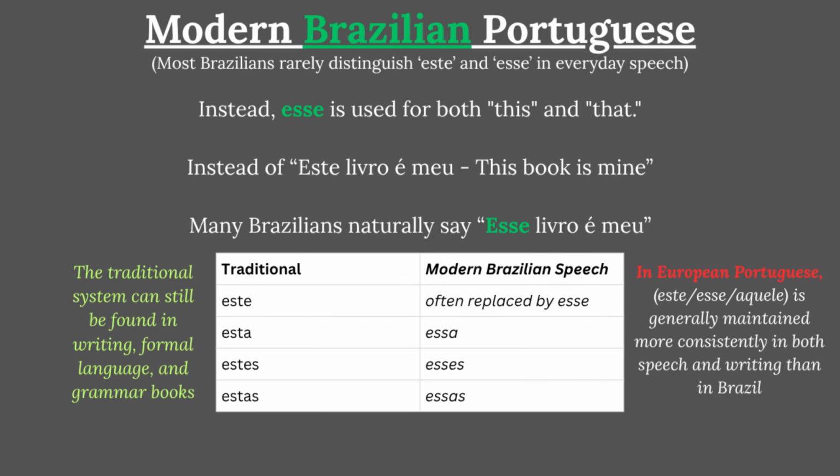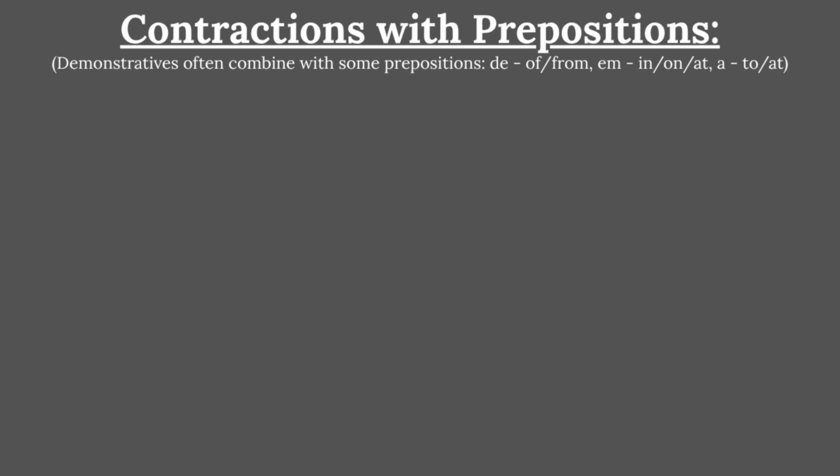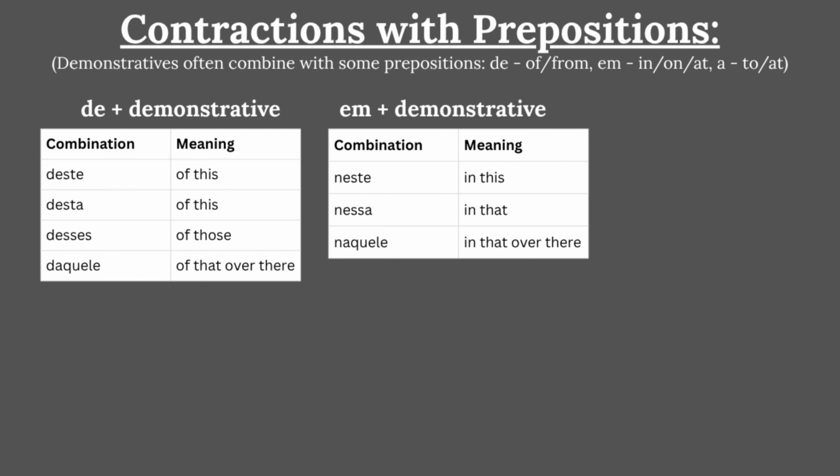The last thing to know is that demonstratives can also contract with prepositions like de, em, and a. This is done on purpose to not repeat the same vowel sound twice. Deste, desta, desses, daquele, neste, nessa, naquele.